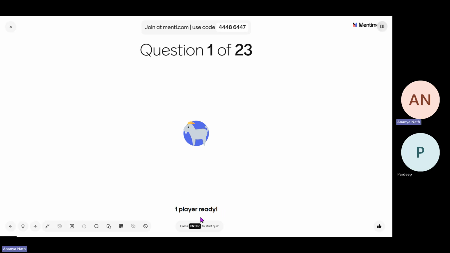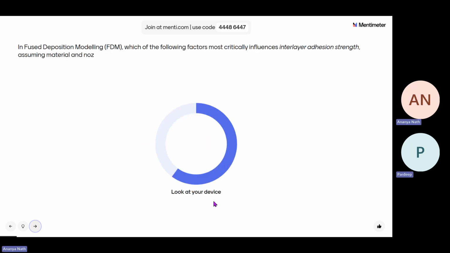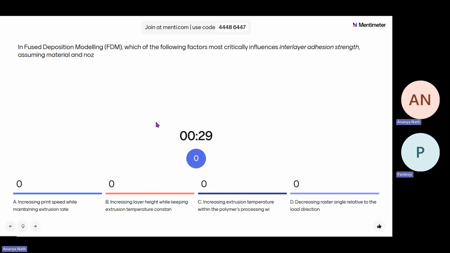Okay. So I'm starting. We have 23 questions. So here is your first question. In fused deposition modeling, which of the following factors most critically influences the interlayer adhesion strength, assuming the same material and nozzle?